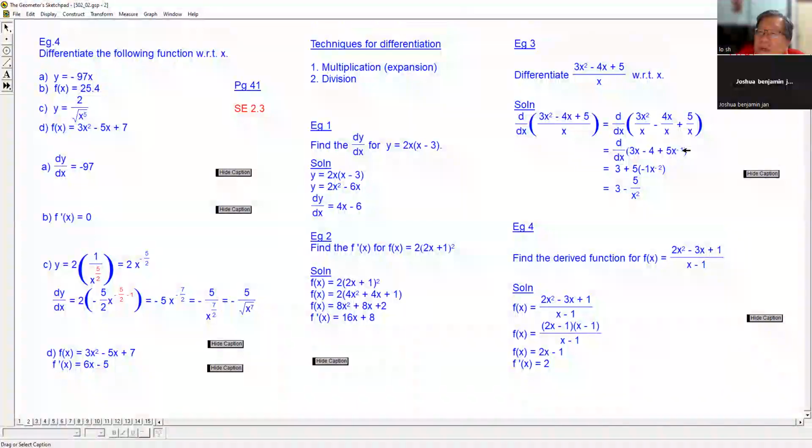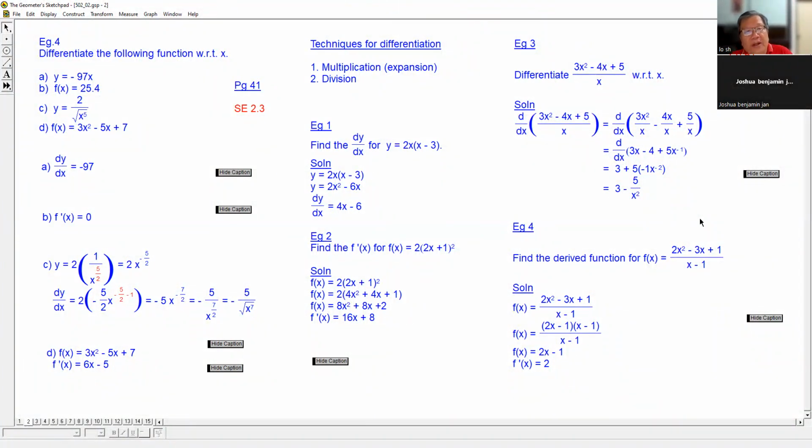Then this one, bring down the negative 1, minus 1, become negative 2. So this one is 3. Negative 5 you put at the top. This x to the power negative 2, you put x squared at the bottom. So this is the final answer. 3 minus 5 over x squared.